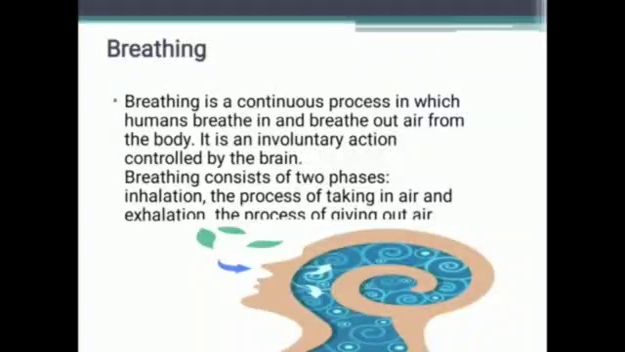Breathing consists of two phases, inhalation and exhalation. Inhalation means the process of taking in air, and exhalation means the process of giving out air. The taking in of air rich in oxygen into the body is called inhalation, and the giving out of air rich in carbon dioxide is known as exhalation. It is a continuous process which goes on all the time throughout our life.